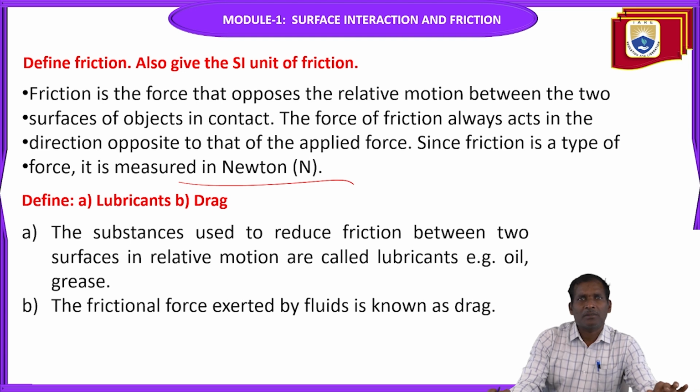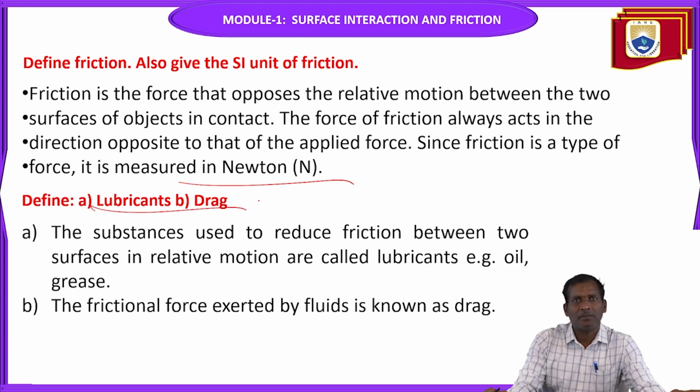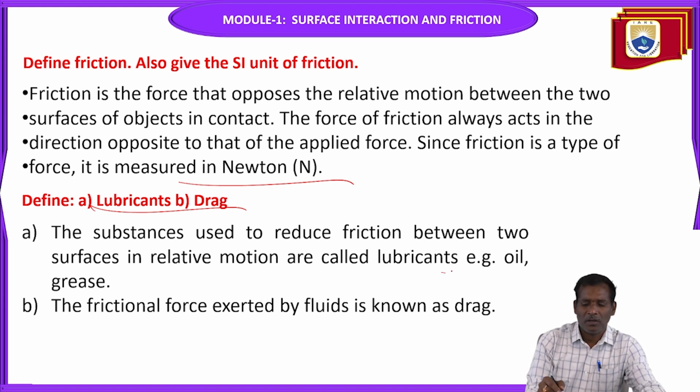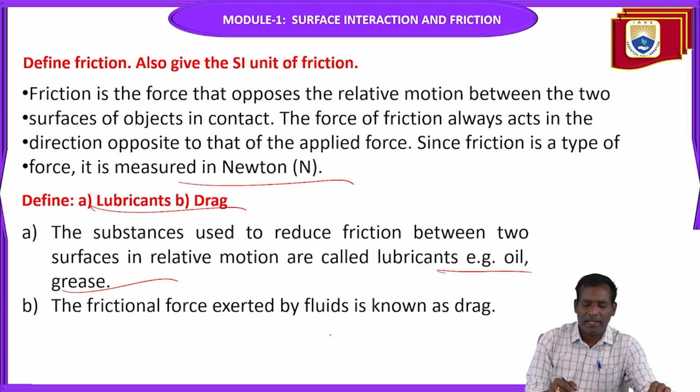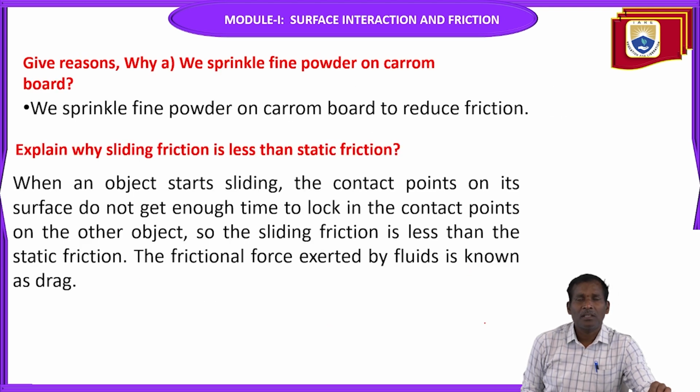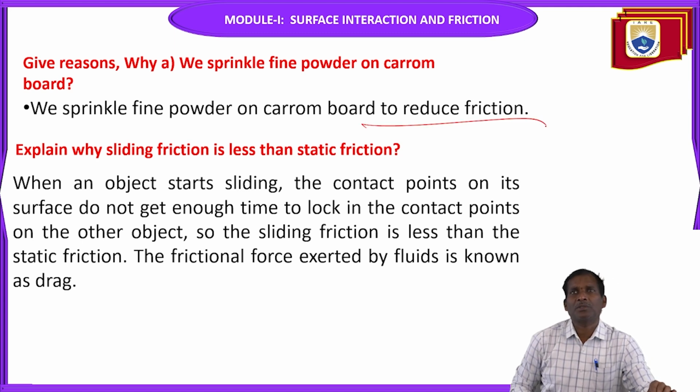Next, lubricants and drag. The substances used to reduce friction between two surfaces in relative motion are called lubricants. Examples are oil and grease. The frictional force exerted by fluids is known as drag, that is, the drag force. Next, give reasons why we sprinkle fine powder on a carom board. We sprinkle fine powder on a carom board to reduce friction. So the main reason is to reduce the friction.